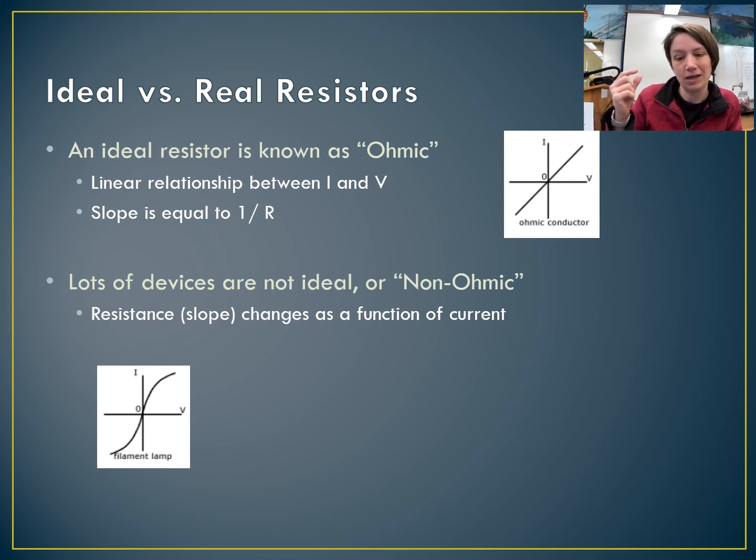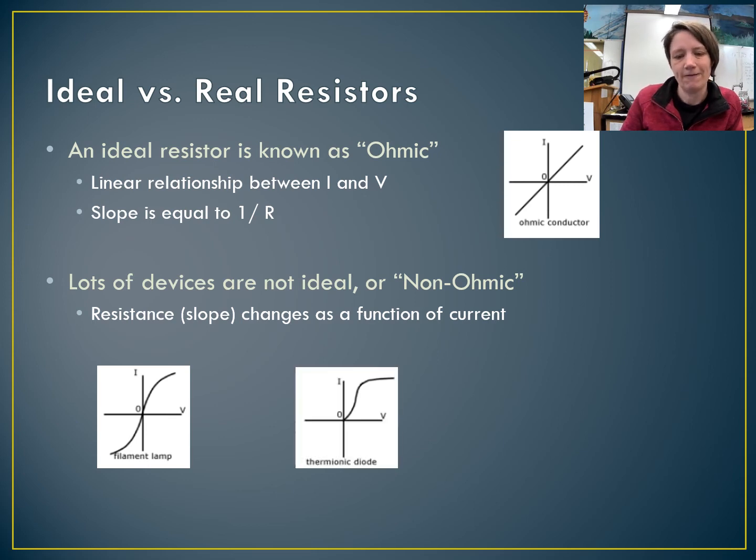And if you think about the atoms inside that wire, they start vibrating really hot, because that's what temperature is. And the more those molecules are vibrating, the more they are likely to bump into electrons that are passing through that wire, therefore increasing the resistance. So this would be an IV graph for a non-ohmic filament lamp.